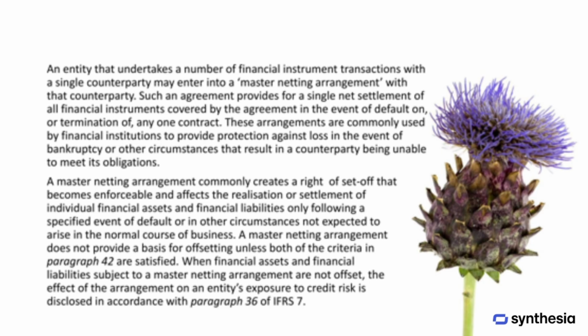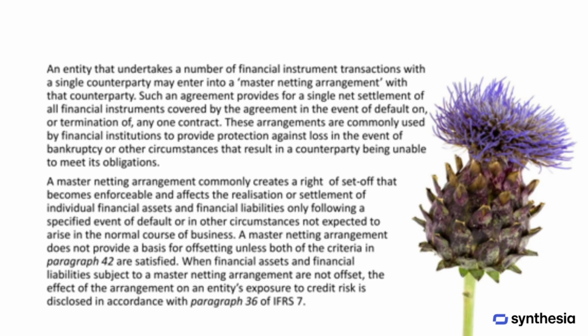When an entity carries out multiple financial instrument transactions with a single counterparty, it may enter into what is called a master netting arrangement with that counterparty. This type of agreement allows all the financial instruments covered by the arrangement to be settled as a single net amount if there is a default or if any one contract is terminated. Financial institutions commonly use these arrangements to protect themselves against losses in case a counterparty cannot meet its obligations, such as in bankruptcy or other financial difficulties.